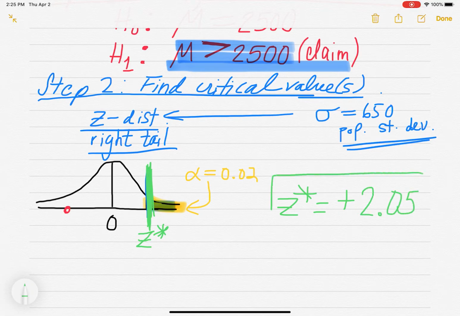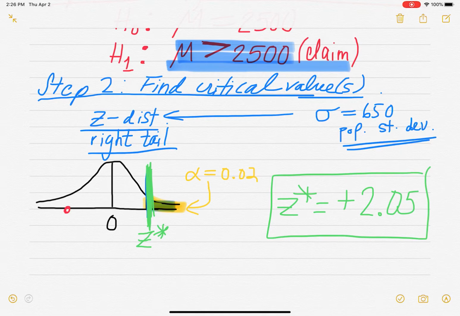That's really important. The reason why, when you look it up in the table, it gives you a negative value is because your Z tables always read from the left side. So they're going to give you a negative value. We have to think to ourselves, we want a positive value because we're on the right tail. So we just flip the side. That's really important.